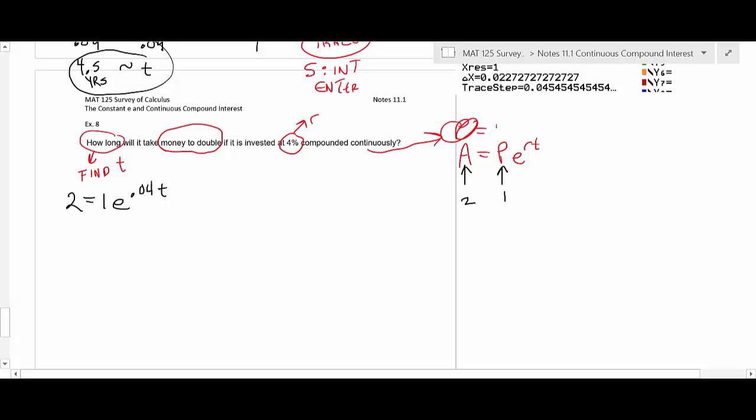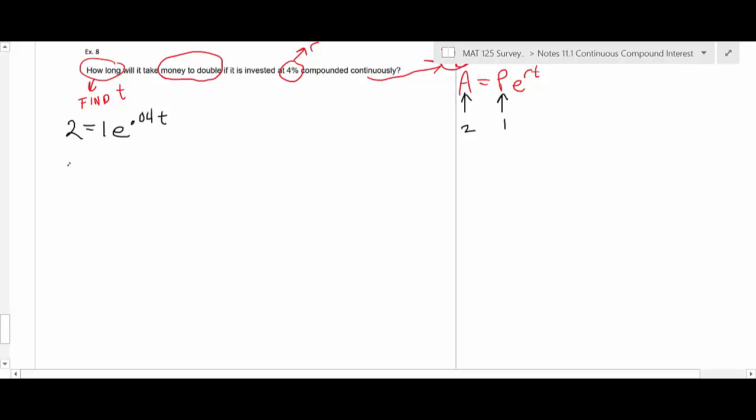Now we're going to solve this algebraically exactly like I did the last problem. So this is just going to be 2 equals e to the 0.04t, and the 1 doesn't even really have to be there. I put that on for emphasis. 1 times anything is itself. Now there are 2 steps. You've got to use logarithms to do this. So what you do is you take the natural logarithm of both sides of this equation.